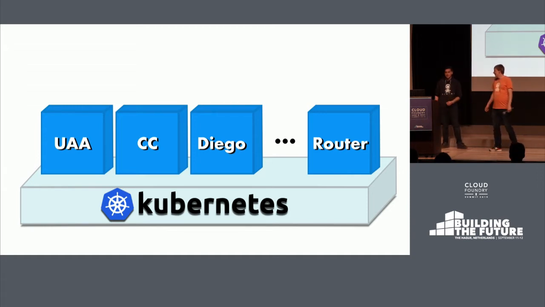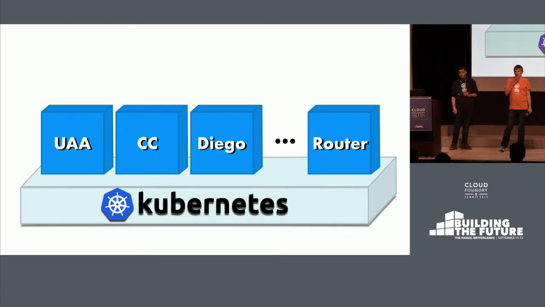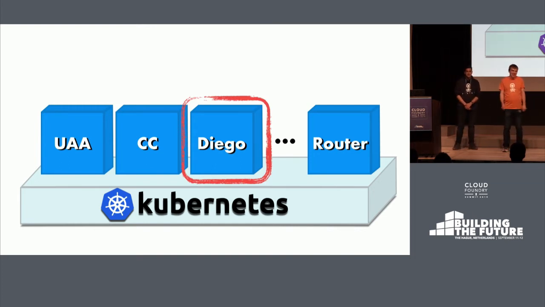Well, I do agree it's pretty good, but I still see one issue with this image. Does anyone know what it is? Let me help you. It's the presence of Diego. So why is Diego an issue? Well, Diego is a container scheduler. Kubernetes is a container scheduler. So now you have a container scheduler being scheduled by another container scheduler.